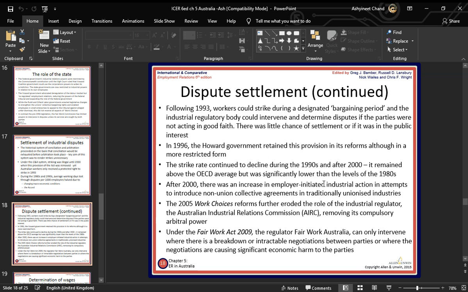And then under the Fair Work Act of 2009, the regulator Fair Work Australia can only intervene where there is a breakdown between the parties in negotiation, or where the negotiations are causing significant economic harm to the parties.